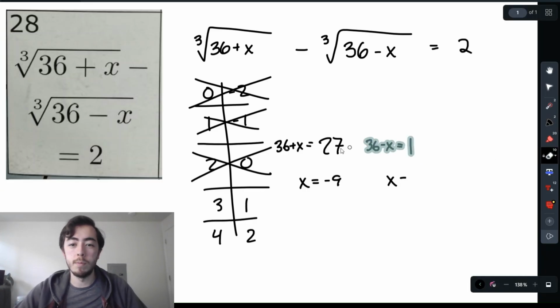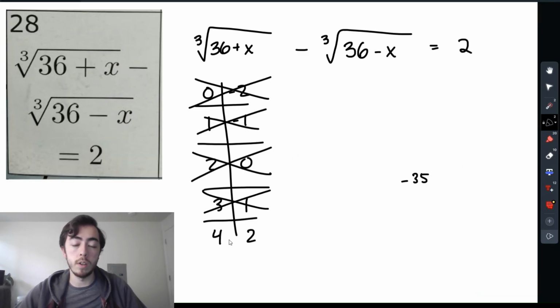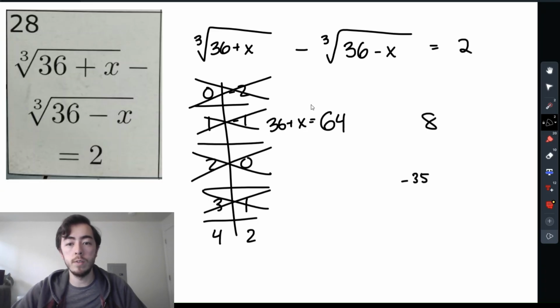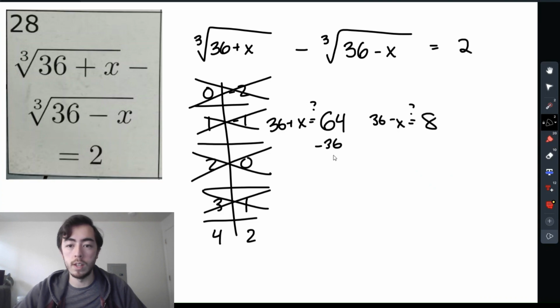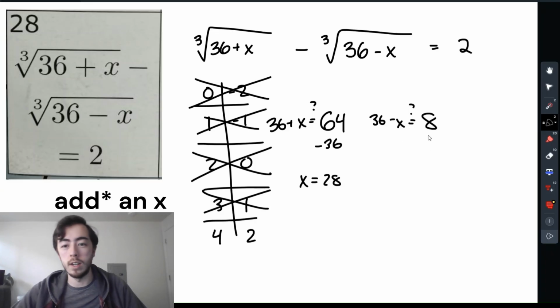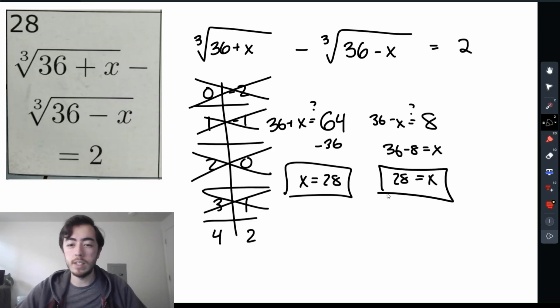We could try this one last time. I have some good hopes about this last one, where we could decide to cube 4 to get 64, and cube 2 to get 8, and then we can see if 36 plus x equals 64, and 36 minus x equals 8. In the left equation, we could just subtract 36 from both sides, and this gives us x is equal to 28. And then over here, let's subtract an 8, subtract an x. That shows me that x is the same thing as 36 minus 8, and we do get x is 28. So it just takes a little bit of guess and check, and we can confirm that 28 does work.